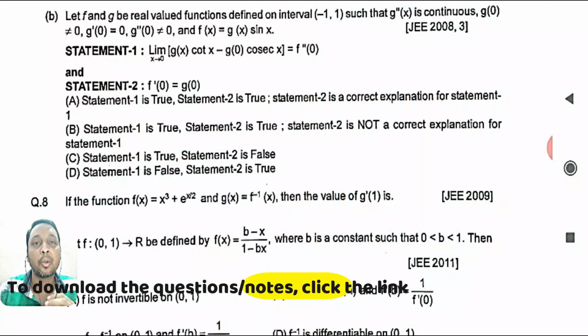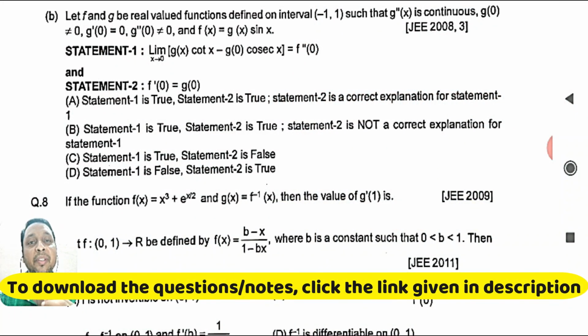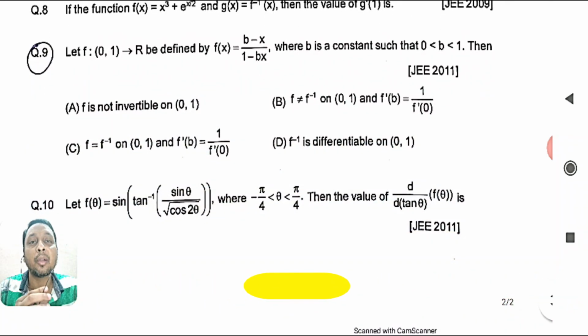Okay students, welcome to this new lecture in the advanced level, where we are solving previous year IIT JEE questions on the method of differentiation. In this lecture we will be solving from question number 7b to question number 10. Okay, then let's try to solve these questions.